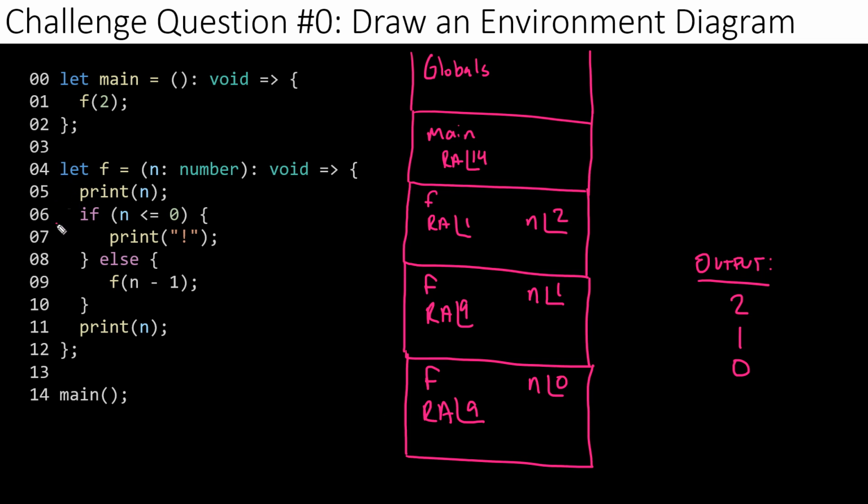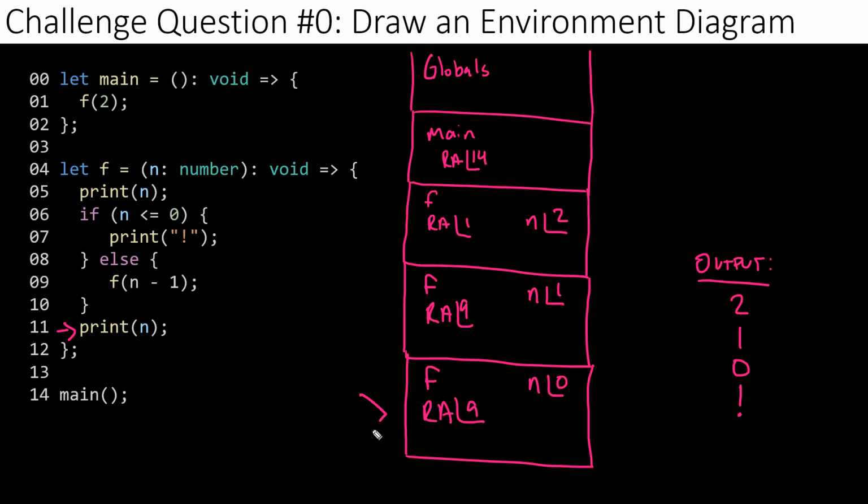We reach this if statement, and this time around, if n is less than or equal to 0 is true, and in this case n is 0, so it is true, we go into the then block. And in the then block, we print an exclamation point. All right, so we've got a different evaluation of this function f this time around because n was equal to 0. We skip over the else block, and on line 11, we print n again.